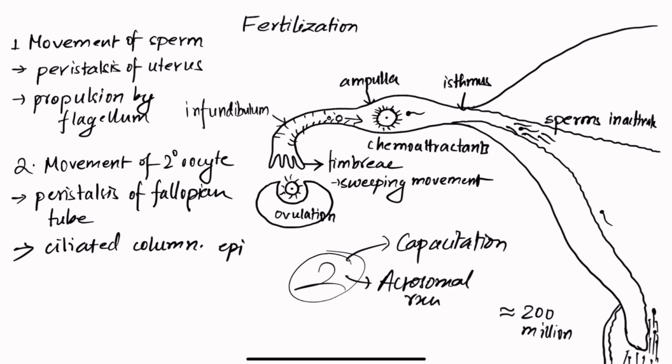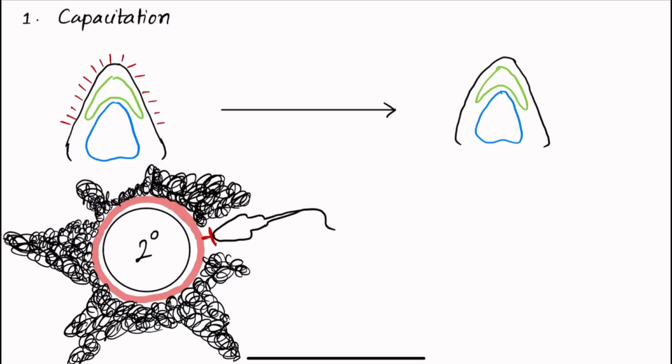Let's look at both of them one by one. For the sperm to fertilize the egg, it has to go through two different changes. First is capacitation. Once the sperm goes through capacitation, it can finally go through the second process, which is called acrosomal reaction. First, let's look at capacitation.